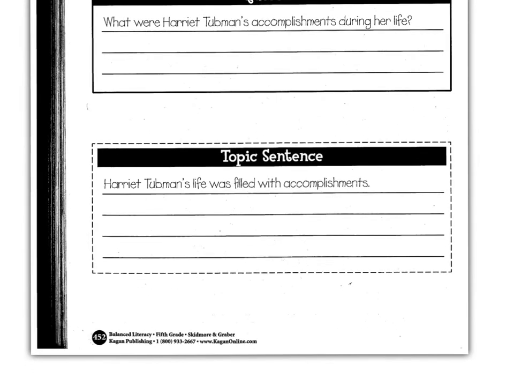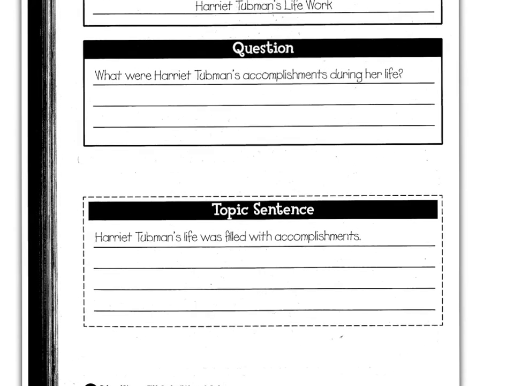And then I come down here to my topic sentence. All I'm doing is taking this question and turning it into a statement. A statement is a very short, sweet, to the point sentence. It's basically this without the question mark. Did you notice that my topic sentence here is, Harriet Tubman's life was filled with accomplishments? That short sentence basically tells the reader what the rest of my paragraph is going to be about.